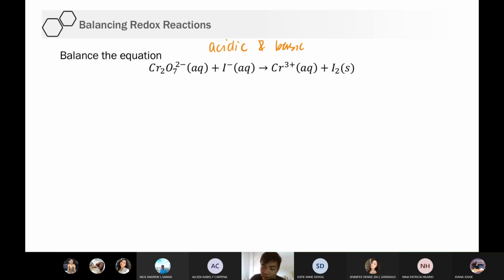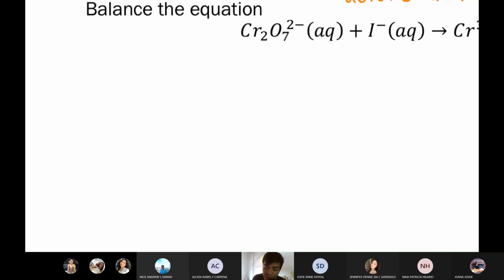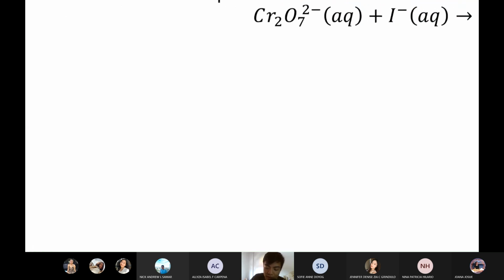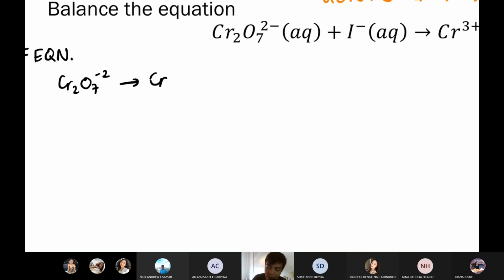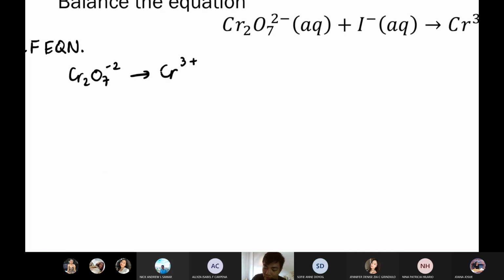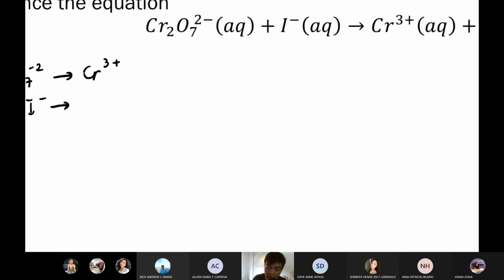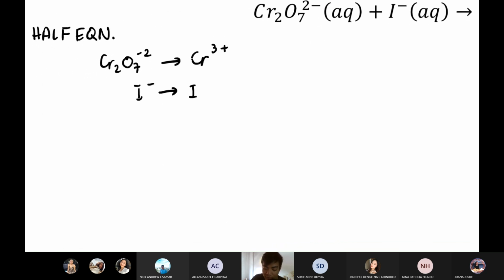Okay. So, una, gagawin ko, split ko to. Split ko siya into two half equations, no. So the first half equation will be, sulat ko dito, half equations. So that will be the dichromate to chromium 3 plus, and then you have the iodide, the ion, to iodine. Okay.